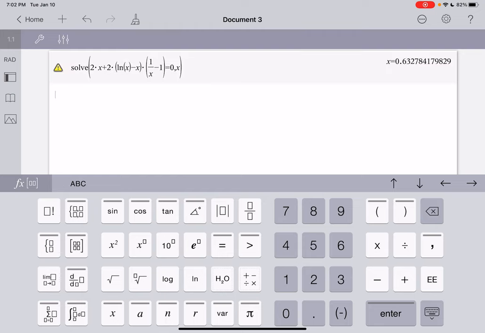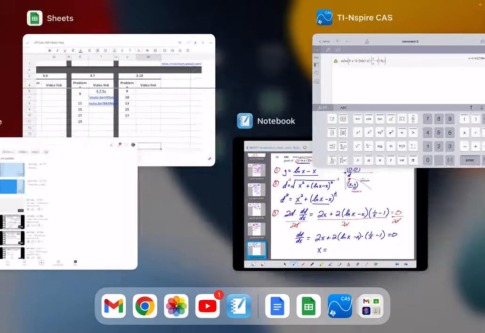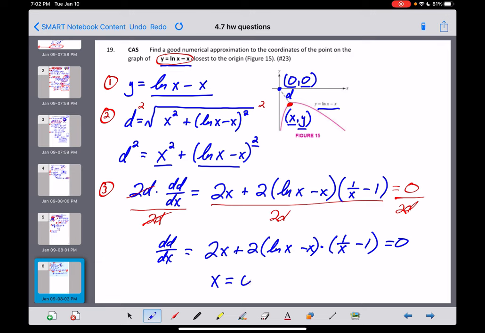Okay, looks like we just got one. And if I go back and look at the diagram here, this value for x of 0.633 looks like it's in the ballpark of where we thought it might be. So I feel pretty good about that. So 0.633 is going to be our answer right here.